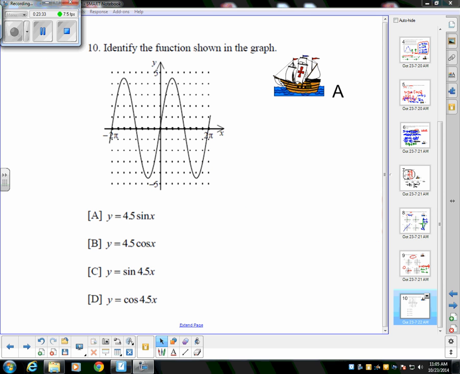All right, here's our last one here. Identify the function shown in the graph. We know the answer choice is A. Here's how we know that. First thing, you can tell by looking at this that this thing goes up to here and down to here, and that these are equidistant. They're the same, which tells you that the x-axis is the median line or the midline.